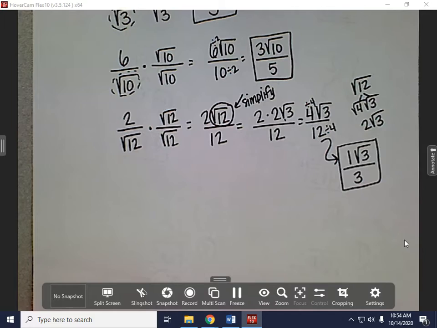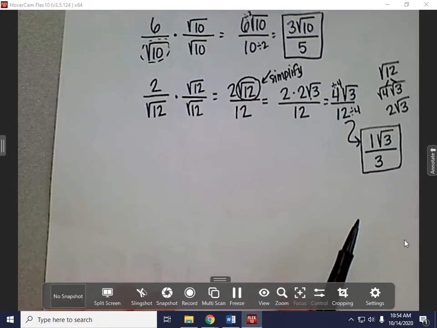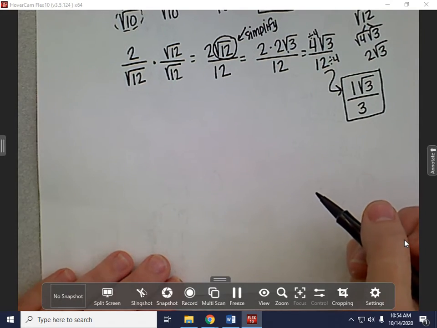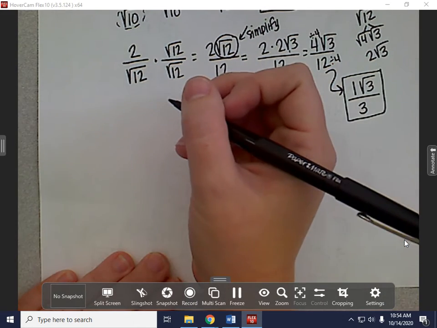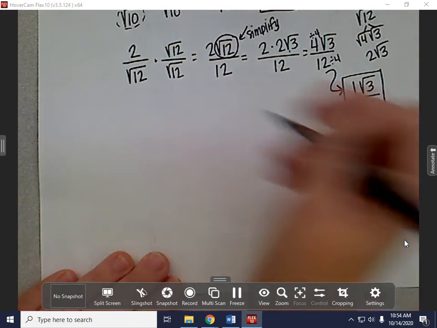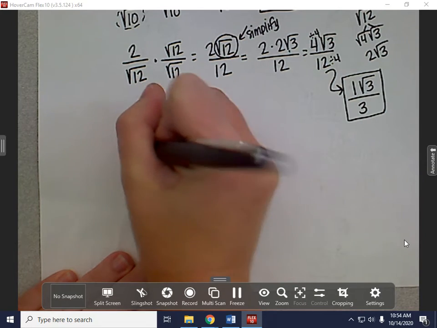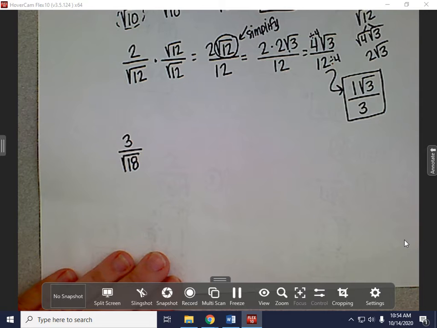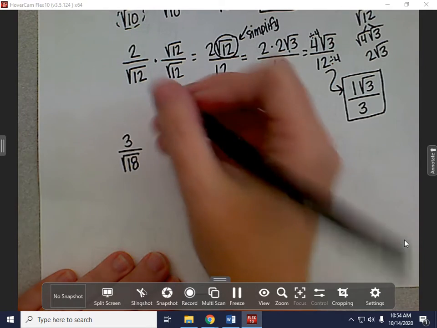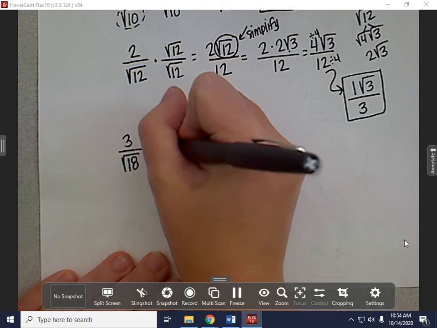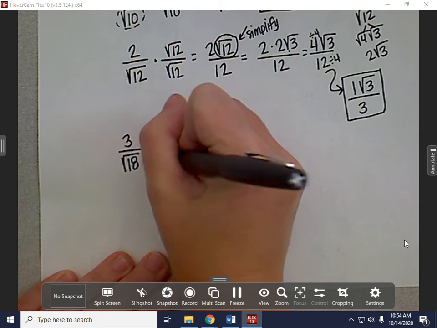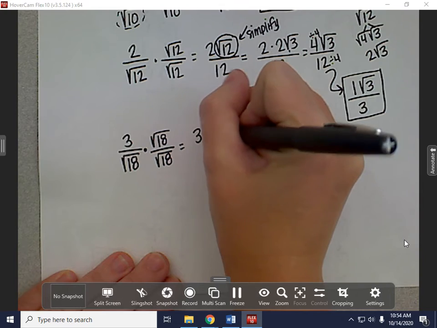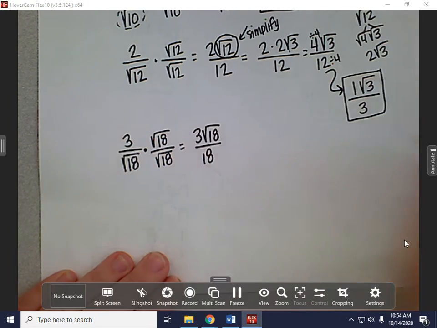So let's try one more like that where there's maybe a little bit of extra simplifying to get the final answer. And then I'll have you guys try one. So what if I said, what is 3 over the square root of 18? And you would say, okay, well, the first thing, I really don't want that square root in the denominator, so I'm going to multiply by that over itself. And I end up with 3 square root of 18 over 18, okay?